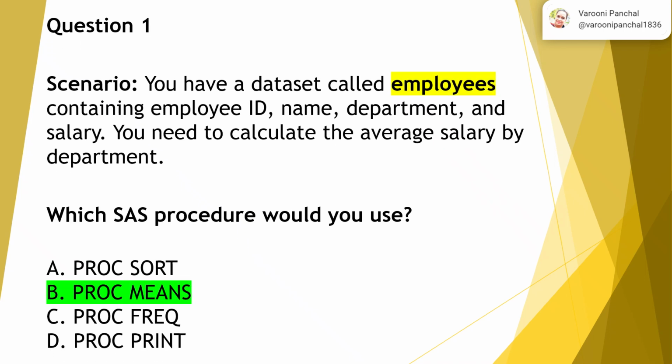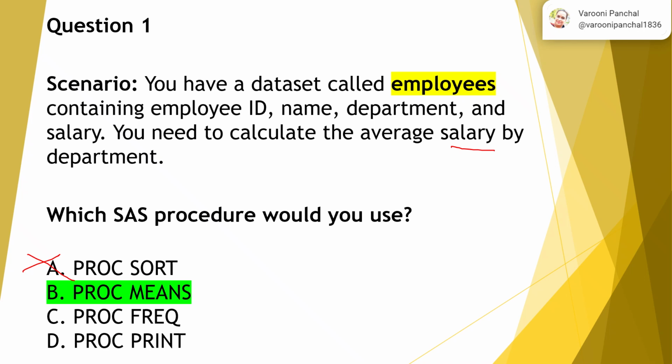Question 1. Scenario. You have a data set called employees containing employee ID, name, department and salary. You need to calculate the average salary by department. Which SAS procedure would you use? Now option A, proc sort is for sorting the records. So this is not the right answer.